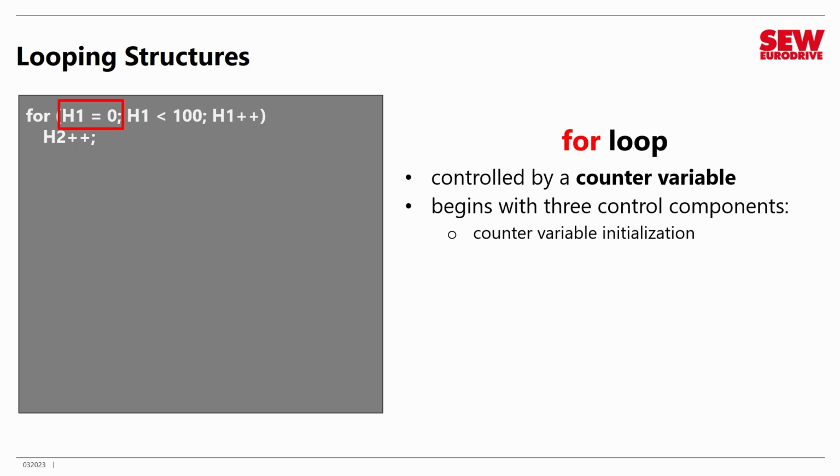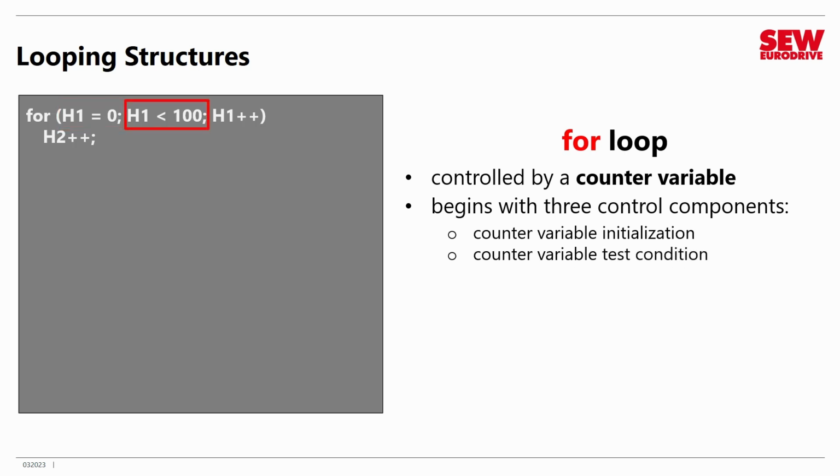Okay, the first one, h1 equals 0, initializes the counter. That sets the counter to its initial value, in this case to 0. You don't have to set it to 0. You can set it to any number you like, but 0 is common. So that is your first one.